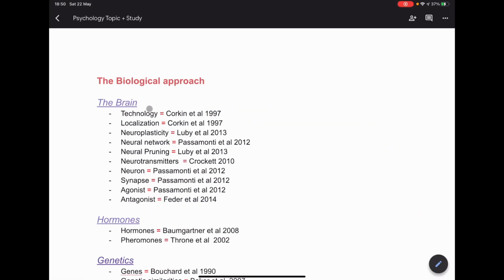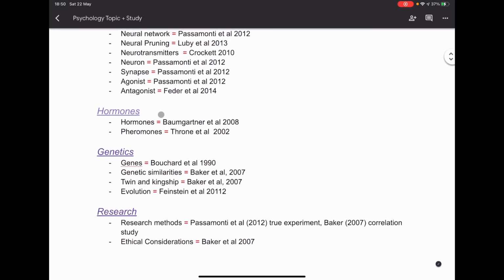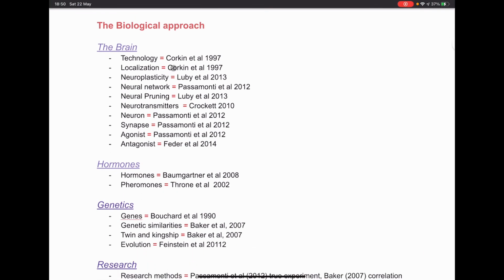Therefore, it is very important to understand what all of these terms mean, such as pheromones and hormones, as this will allow you to analyze these studies and find their weaknesses and strengths.